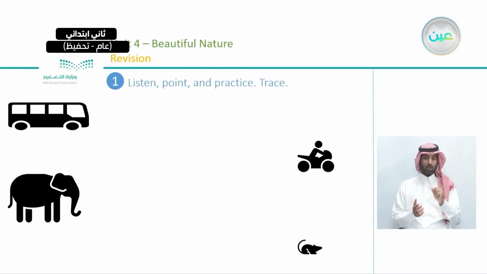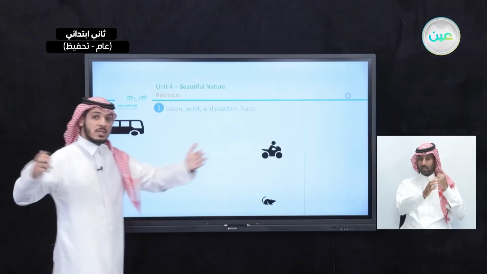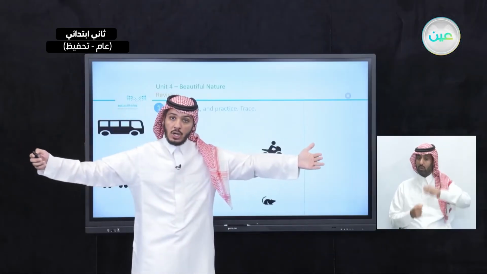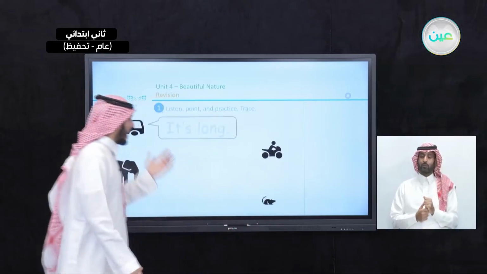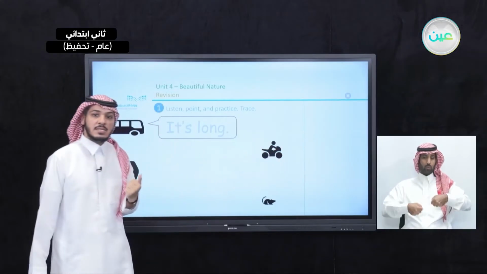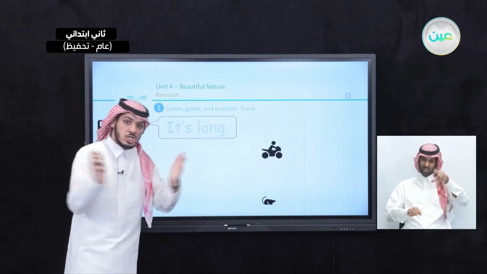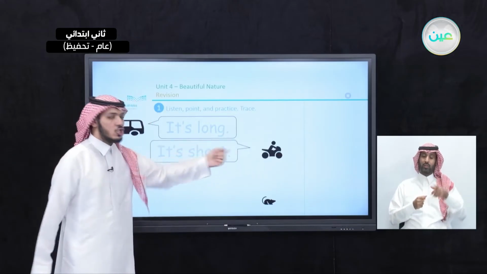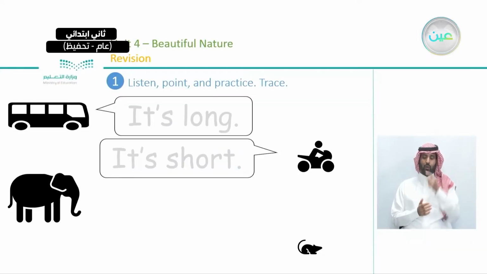Okay, the first one here, this is the bus, and the bus is what? Is long. Excellent. So we have long. Okay, what about the motorcycle here? Yes, it's what? Short. Excellent. So it's short.